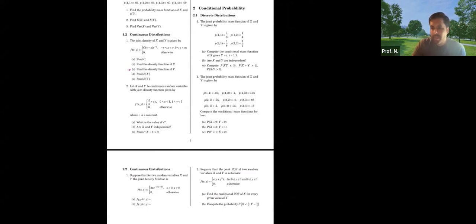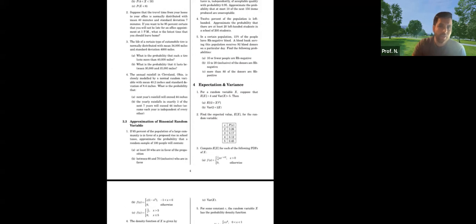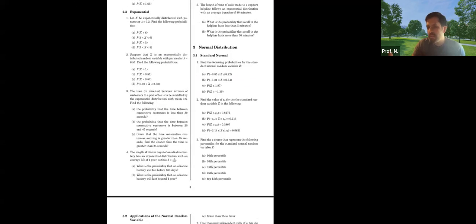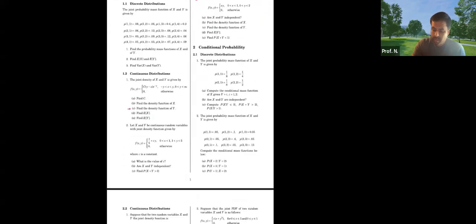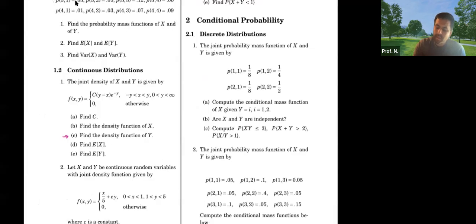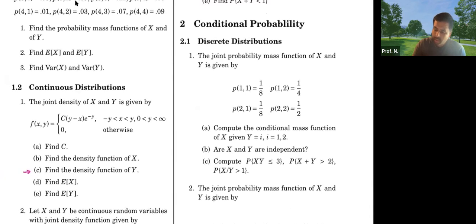Of course, the final is cumulative, which means it could be anything from everything you've done. I just told you one thing that's not going to be on it. But everything else that you've seen already in review sheet 2, review sheet 1, is fair game because you've done it already. So again, this is cumulative. This is pretty standard in a lot of exams. Okay, so 2.1, A and C.